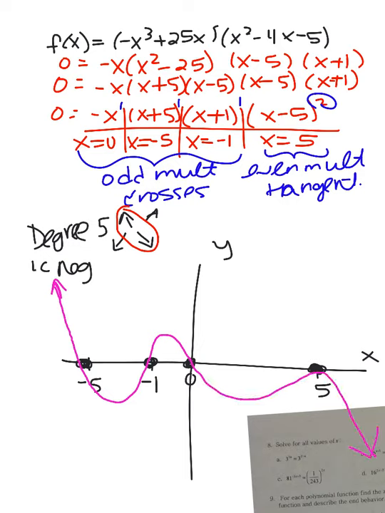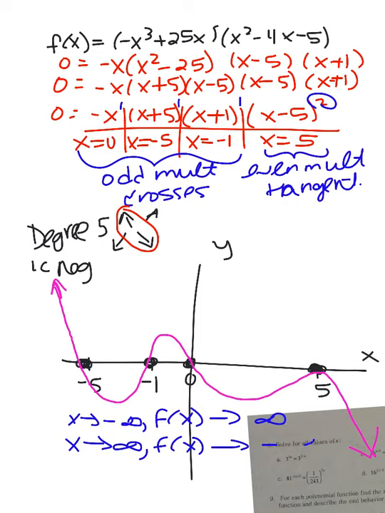All right, so now I need my end behavior. As x goes to negative infinity, f of x goes to infinity. As x goes to infinity, f of x goes to negative infinity.